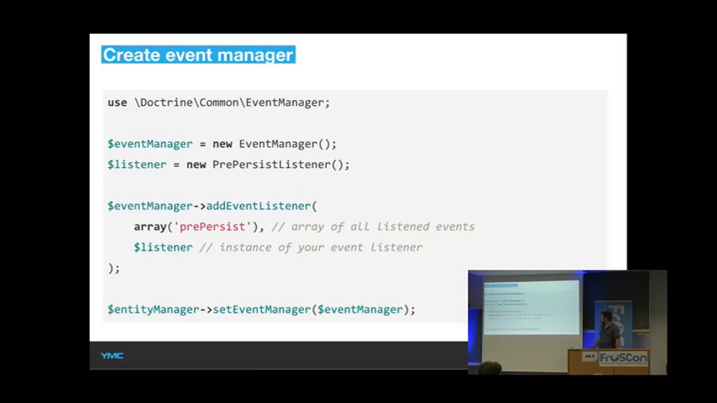What we need to do is create an event manager and the pre-persist listener we created before, and we have to inject it into the event manager, and after that we have to set the event manager into the entity manager. This looks quite complex, but it's needed. In a modern framework, you will do this using dependency injection, because it doesn't make sense to do this manually.